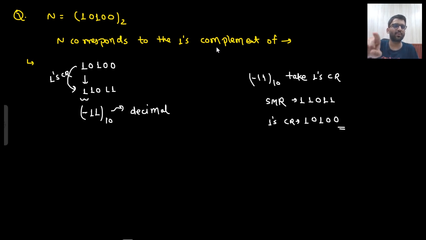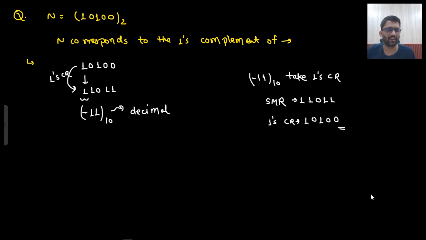So n corresponds to the 1's complement of what? n corresponds to the 1's complement of minus 11. So this much you don't need to think. If they are asking whose 1's complement that is, just take the 1's complement again, and you will get the same number.